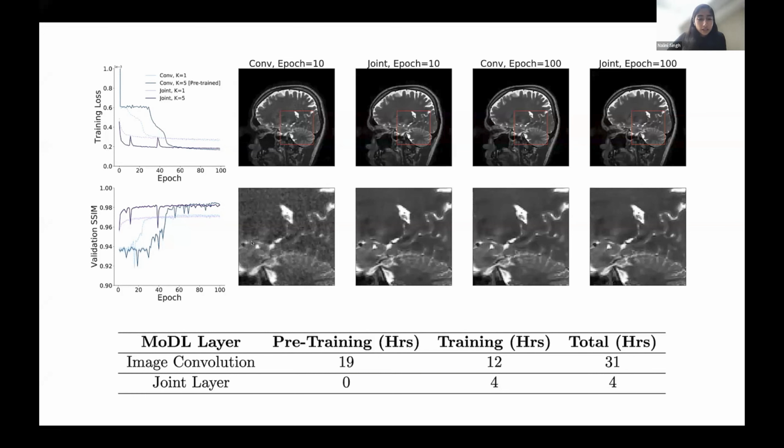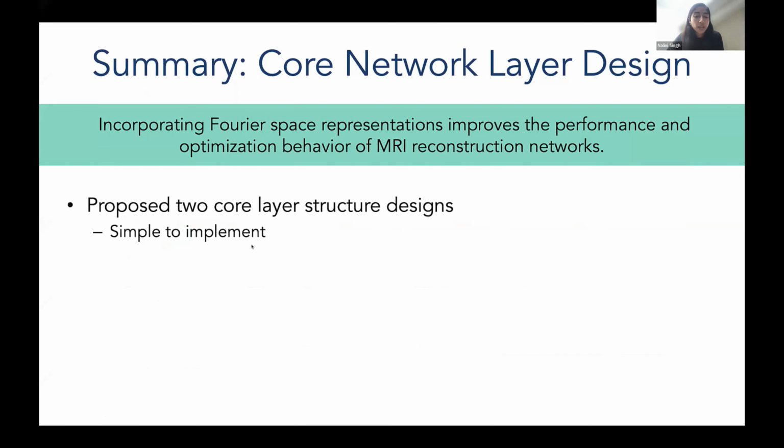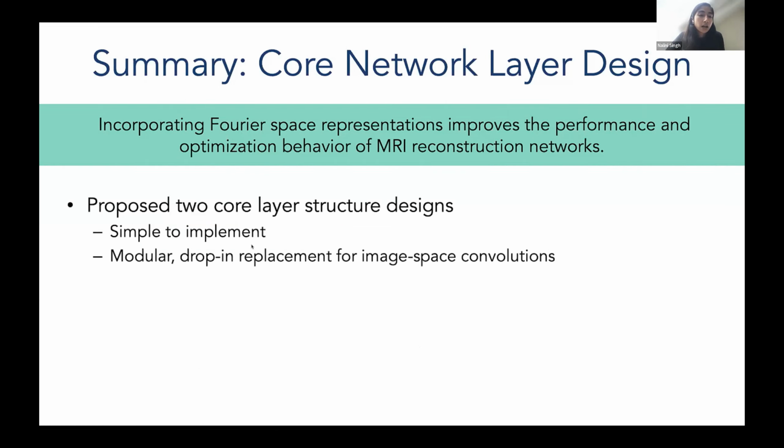Okay, so to summarize this first part of the talk, what we've shown here is that incorporating Fourier space representations into neural networks improves the performance and the optimization behavior of those networks when they're used for MR reconstruction. We proposed 2 core layer structure designs, and they're really easy to implement. We have an open source implementation of these, but they're also really easy for you to implement yourself. They're both just a couple of lines in your favorite machine learning library, and they're really modular drop-in replacements for image space convolutions.